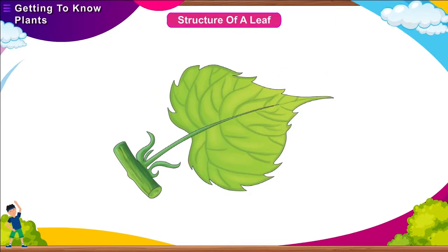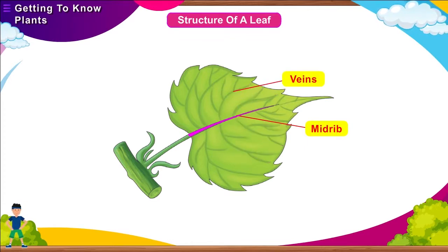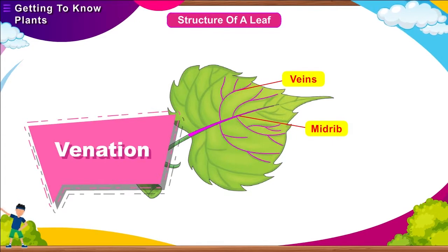Structure of a leaf. A leaf has a central thick midrib which extends sideways as veins. These veins further branch into veinlets. The veins are arranged in a particular pattern called venation. Venation is of two types.